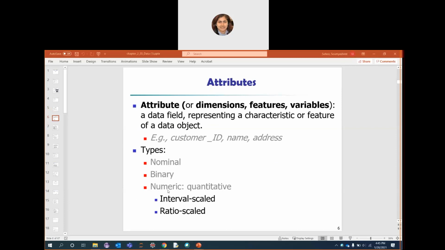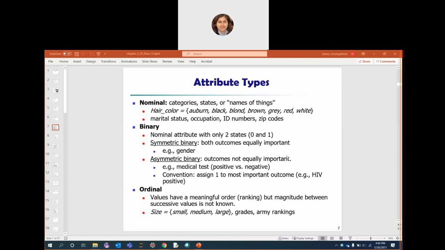There are various types of attributes: nominal, binary, and numeric. Numeric is again of two types: interval-scaled and ratio-scaled. See, these types of attributes are basically important, and you may get questions from them in the assignments. So let's see the nominal one.